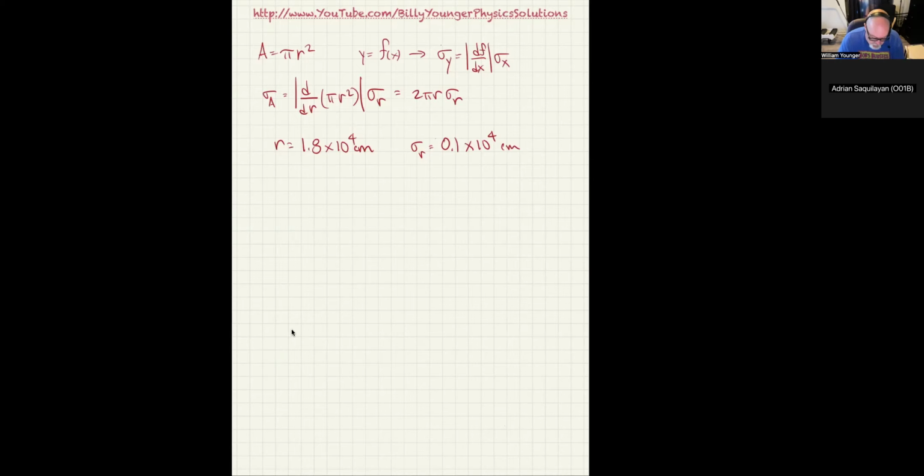What other numbers did it give you, or is it just asking you what the uncertainty in the area is? It's just only asking for the percent uncertainty of the area of the circle. So, what is the percent uncertainty in the area of a circle whose radius is 18,000 centimeters? Gotcha. That is literally the question. So 2 pi times r, that would be 1.8 times 10 to the fourth times 0.1 times 10 to the fourth. So sigma, oops.